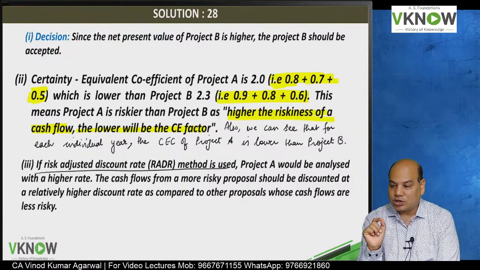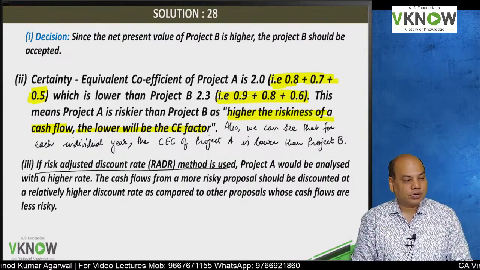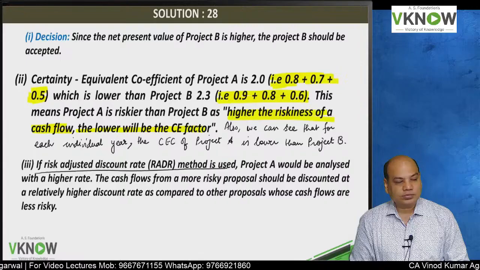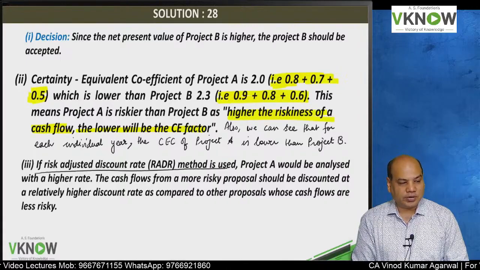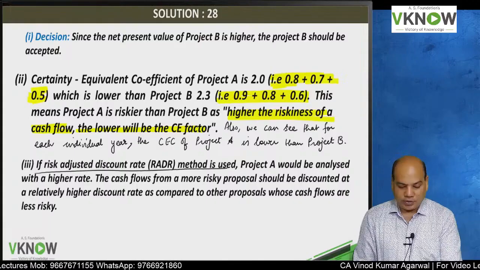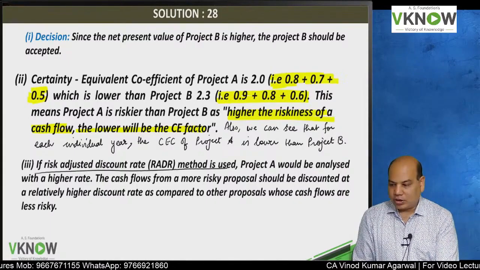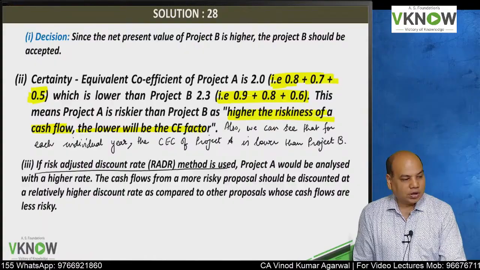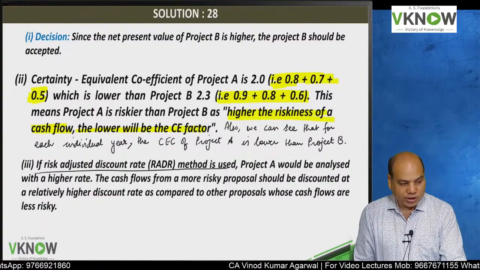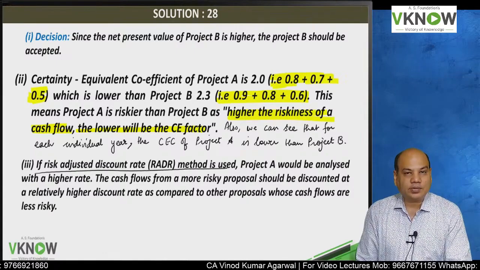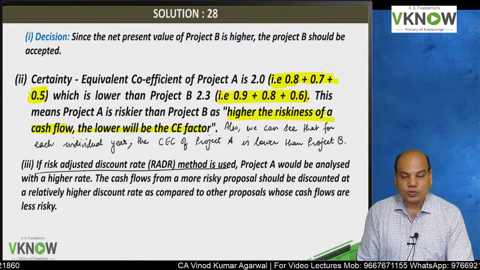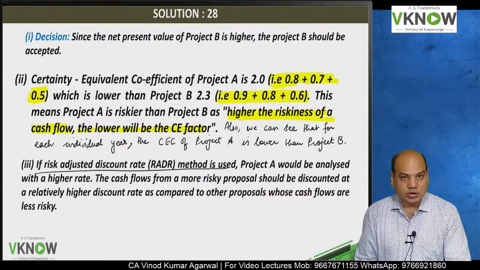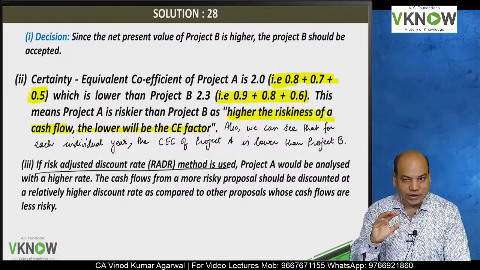The reason is the cash flow from a more risky proposal should be discounted at a relatively higher discount rate as compared to other proposals whose cash flows are less risky. So that is how you will write a comprehensive answer.